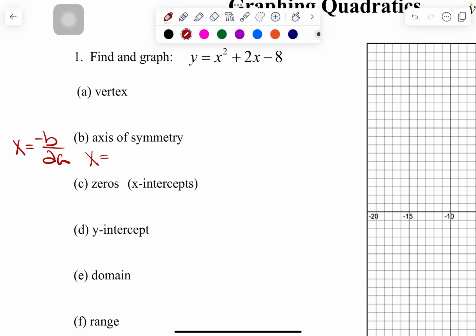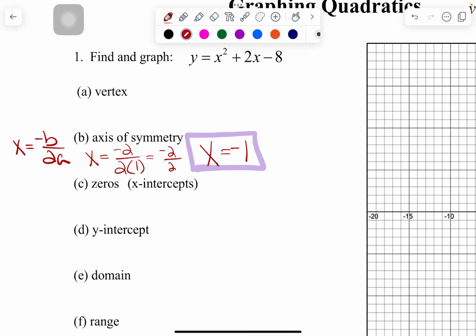x is equal to the opposite of b. Well, b is 2. So the opposite of 2 would be negative 2, all over 2 times your a value, which is the coefficient for x squared, and that's going to be a 1. So that's going to be negative 2 over 2. So your axis of symmetry is going to be x equals negative 1.